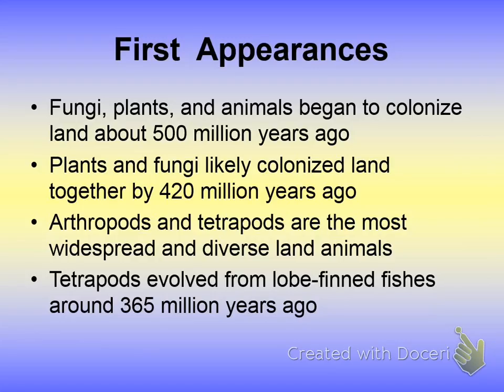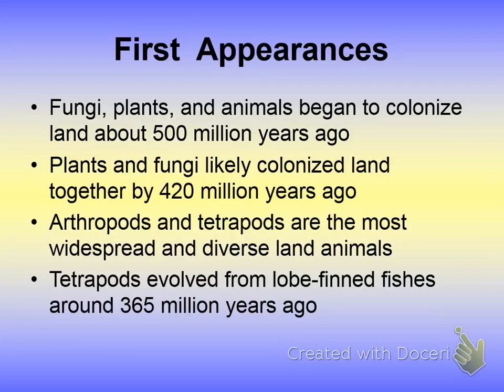So about 500 million years ago, we had the fungi, plants, and animals. They started to colonize Earth. They started coming on land. Remember, most of this previous was all in the oceans, where it's nice and warm, liquid, lots of oxygen, lots of hydrogen molecules, lots of minerals, usually very easily accessible. 420 million years, we had plants and fungi, became more populated.